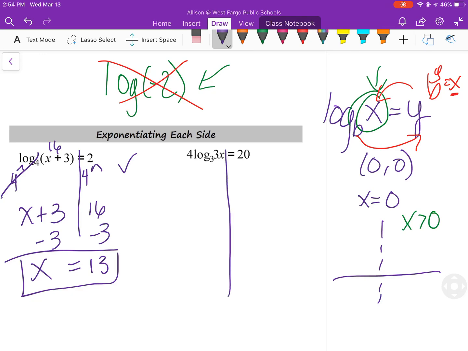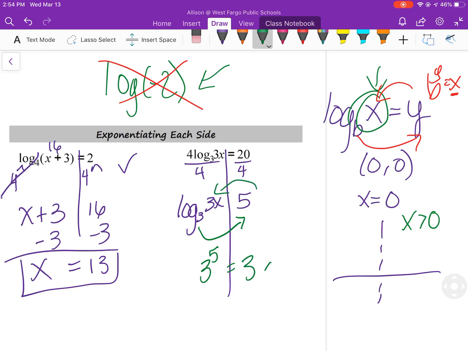Over here, before I can exponentiate, I will need to get rid of the 4 out front. So you get log base 3 of 3x equals 5. Sometimes it's easier just to rewrite it. Instead of doing 3 to both sides like this, you could rewrite it when you get down to this as 3 to the 5th power equals 3x. Then you just divide by 3 on both sides. 3 to the 5th power is 243. Divided by 3 is 81.